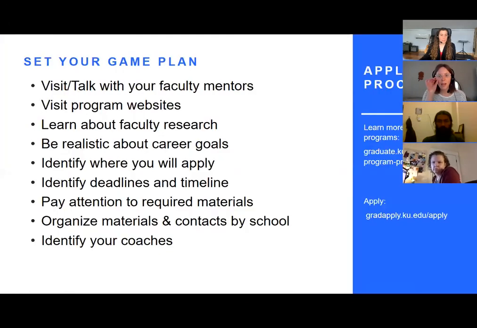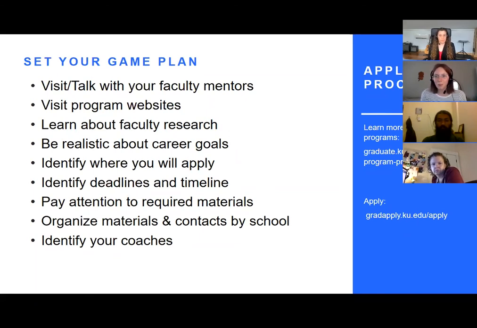So after you talk to your faculty mentors, whoever that mentor might be, your supervisor, the next step would be finding those programs that would be a fit for you, visiting websites. Faculty would probably be helpful in giving you suggestions of what those schools might be. They would know their industry and be able to say what schools are strong or might be a good fit for you.